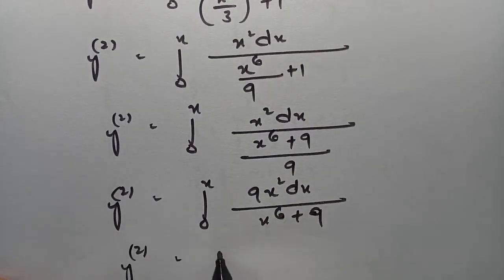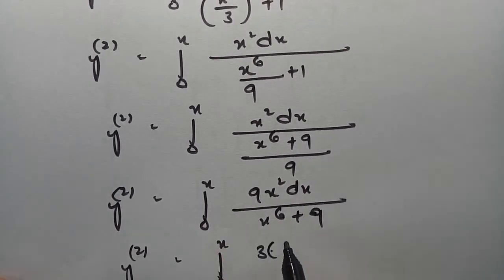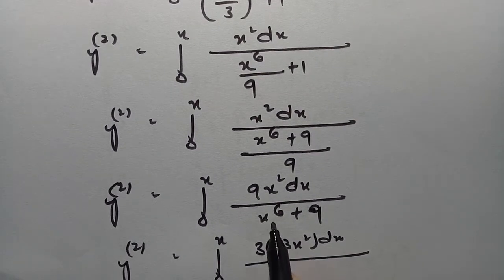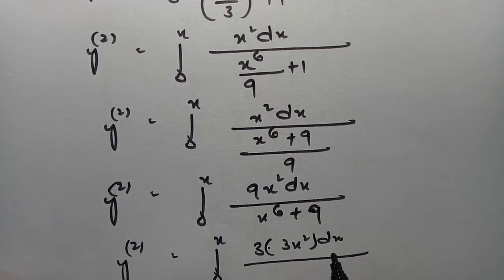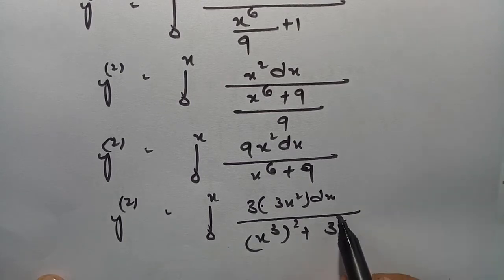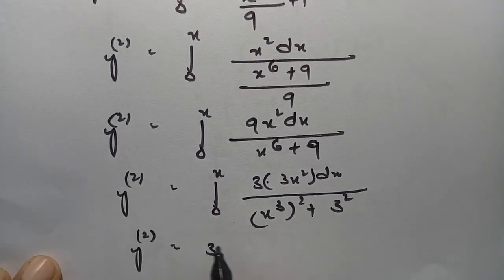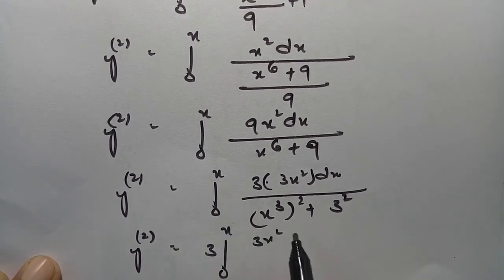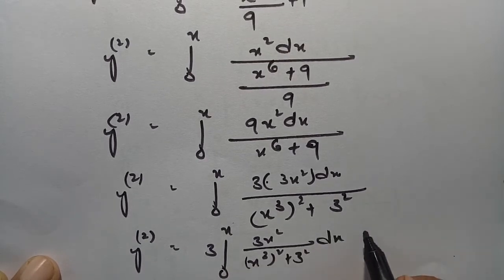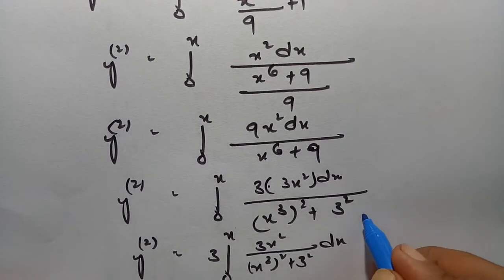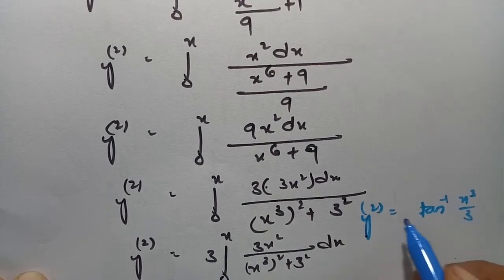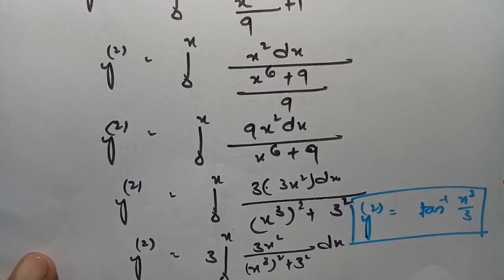So I can write this as integral 0 to x, 3 into 3x square dx by, so this I can write x power 6 as x cube whole square, and 9 as 3 square. So now I can rearrange this as 3 into integral 0 to x of 3x square by x cube whole square plus 3 square of dx. So therefore our second approximated value can be written as tan inverse of x cube by 3. So this is the second approximated value using Picard's method.